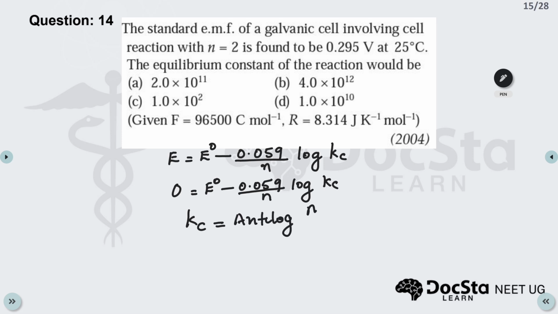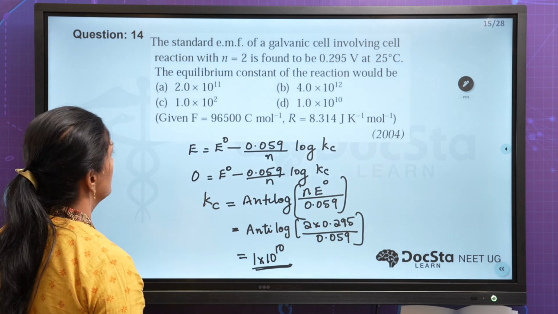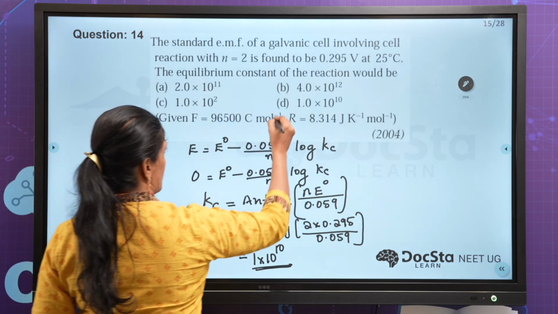To find Kc, we take the antilog of nE0 divided by 0.059. When we take the antilog, we get the value of Kc. That is antilog, substituting the value of n here as 2 into E0 0.295 divided by 0.059. If you solve this, you get the value as 1 into 10 to the power of 10. So the correct answer regarding this question is option D, 1 into 10 to the power of 10.